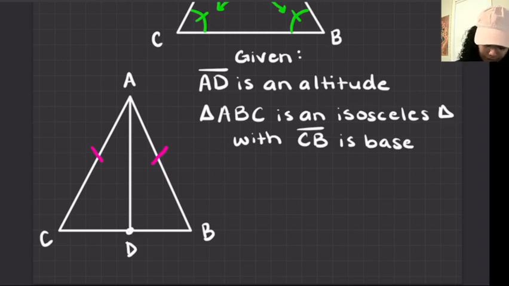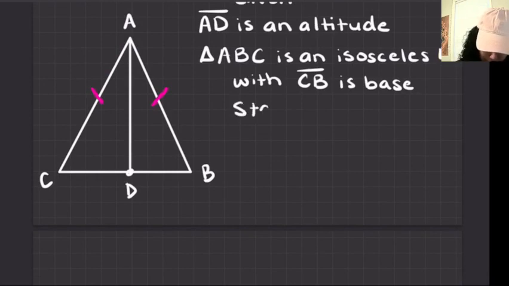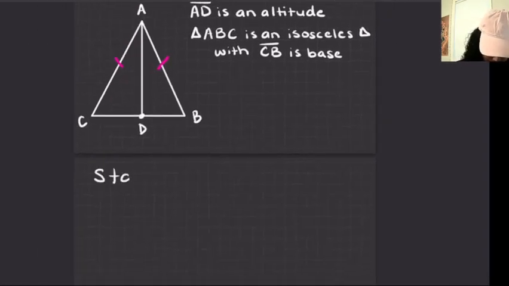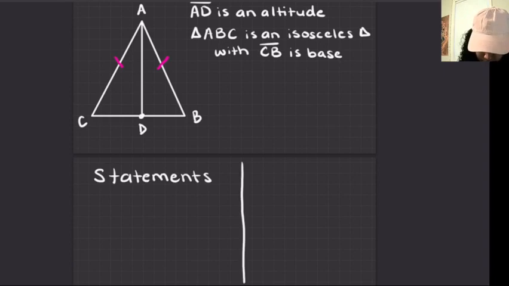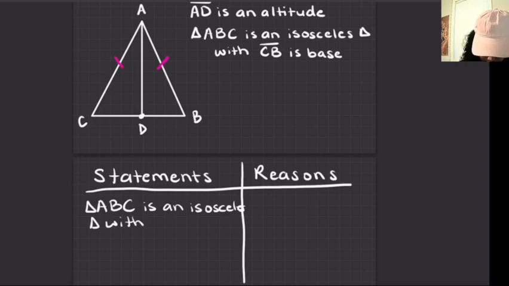So with that given information, I'm going to go ahead and do a 2-column proof with this. So I'm going to have some statements and reasons, and I might actually have to move this to the second page down here. So let's have some statements and reasons down here. Statements and reasons, okay? So my very first statement is going to be that triangle ABC is an isosceles triangle with CB as the base, okay?